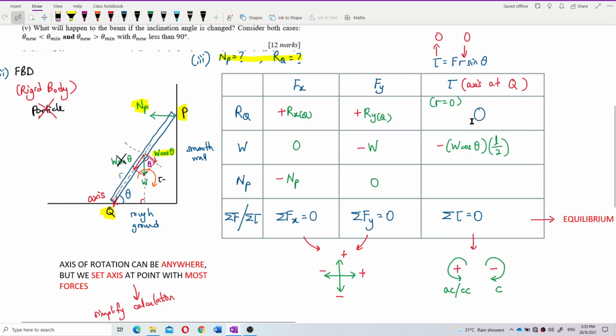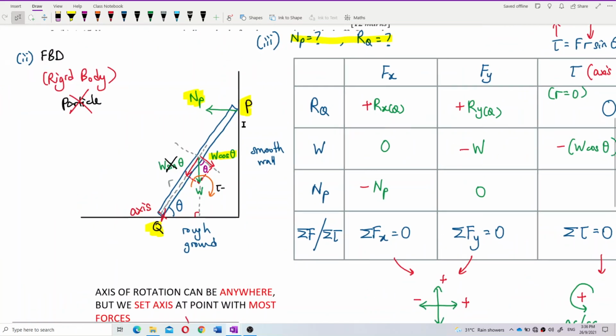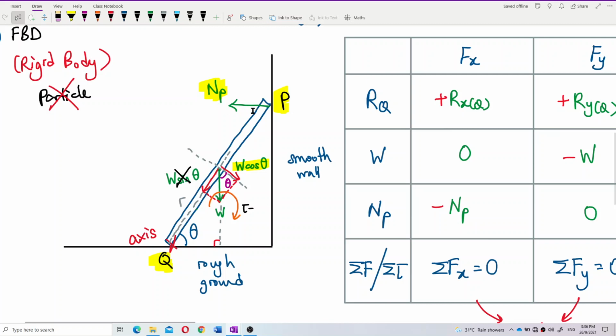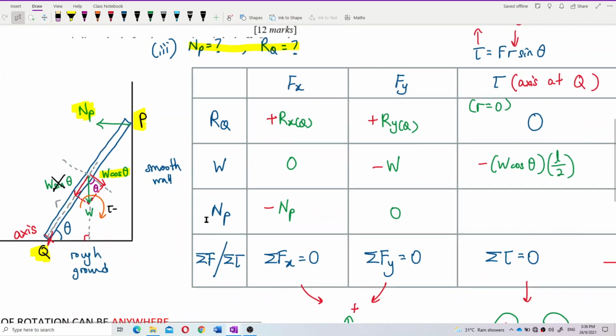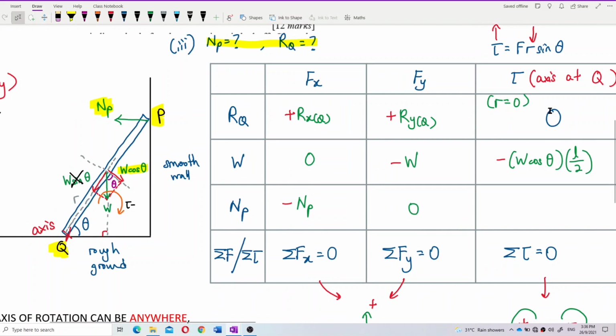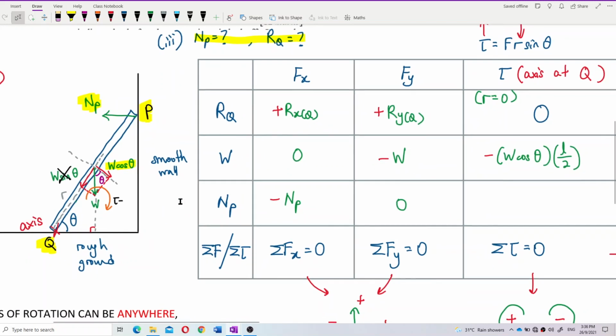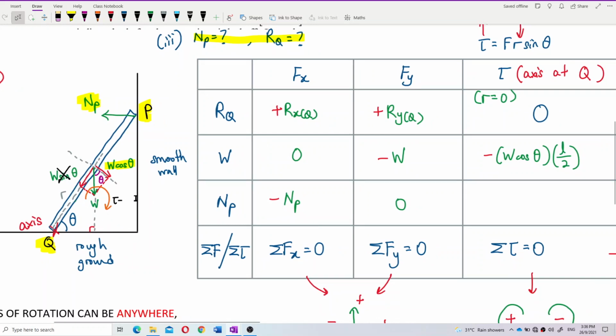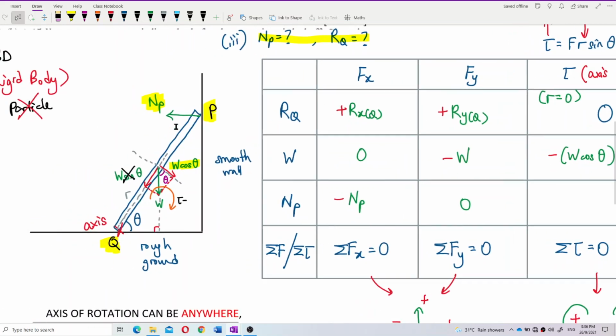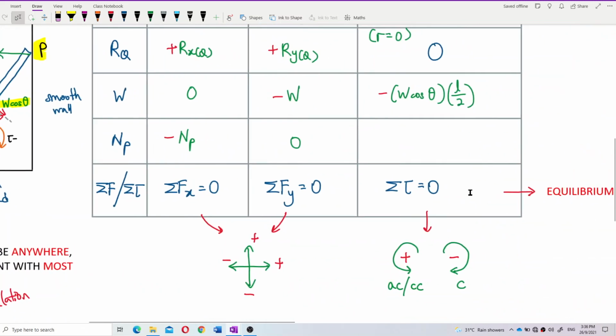We solved already for the torque by the weight. Now we have the normal force here, by the last one, torque. Just now the Q, the reaction Q, is 0 torque. The weight has a negative torque because it's clockwise. But how about the normal force P? Of course, it rotates anti-clockwise. If one is clockwise, another one must be anti-clockwise, then only can be equilibrium.